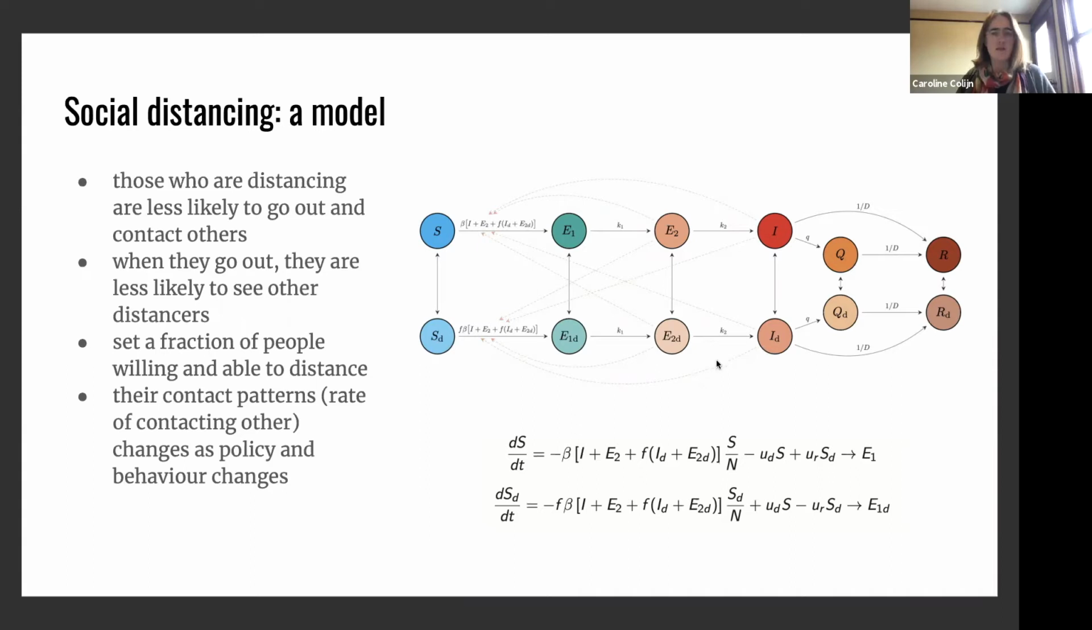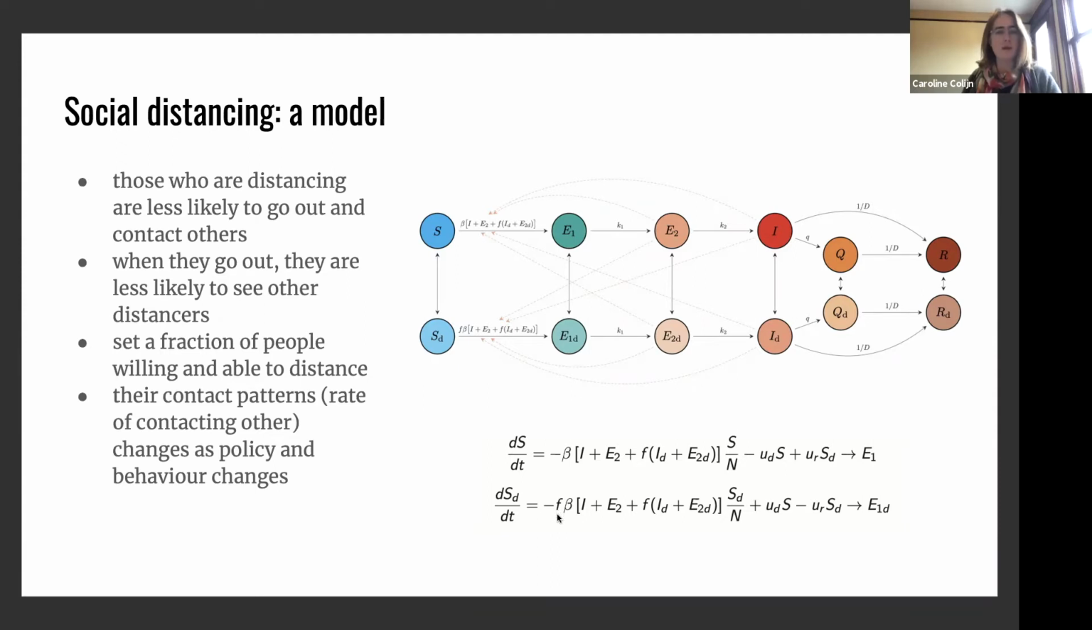And the mathematical structure has this fraction F, that is the reduction in the contact rate among those people who are distancing. So F occurs in the force of infection here, reducing the transmission to people who are in the susceptible distancing class. But it also reduces transmission from those people, and that's in the second bullet point, so that they are less likely to go out and contact others.